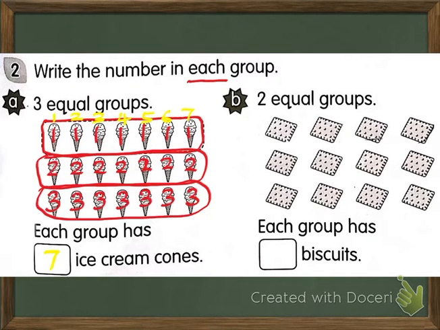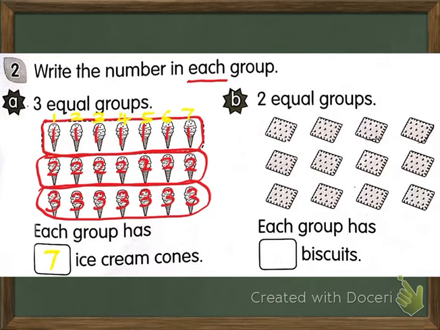Now look at question 2B. 2B is 2 equal groups. So you have to divide all the biscuits into 2 equal groups. 2 kumpulan yang sama banyak. Equal means sama, sama banyak. Tidak lebih, tidak kurang. Okay, let us divide.